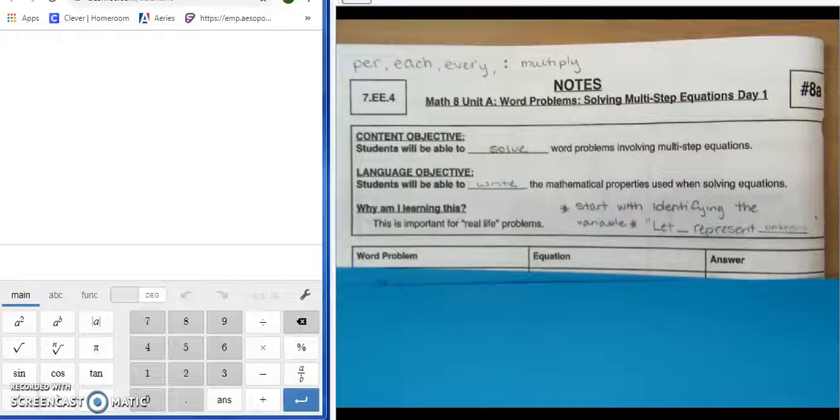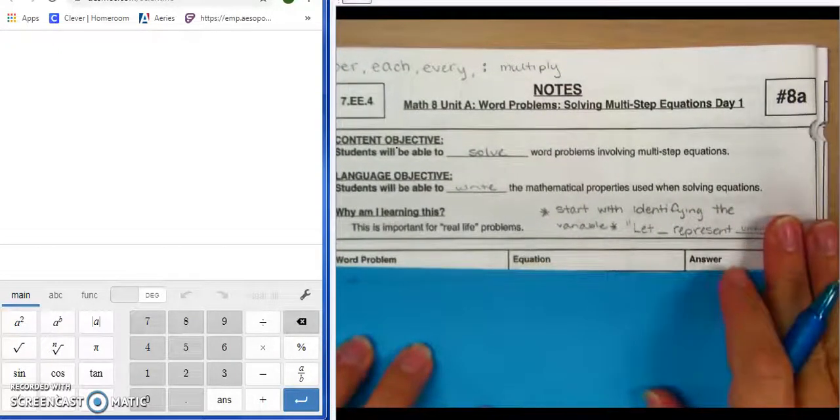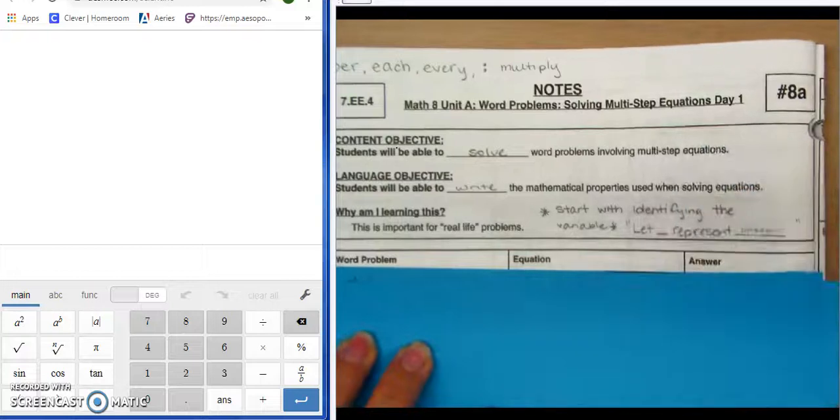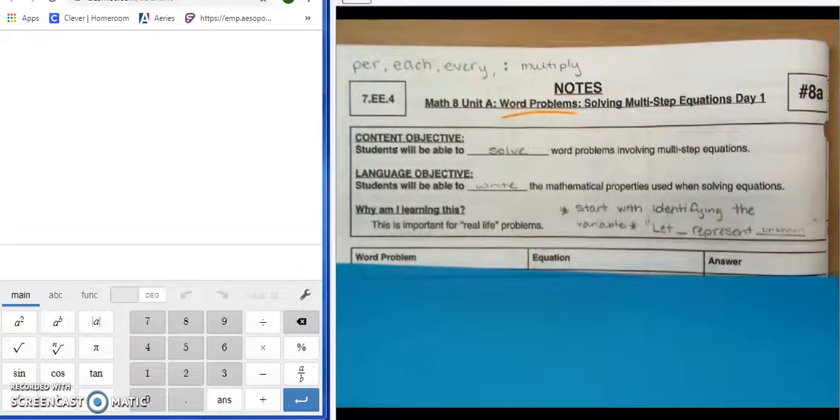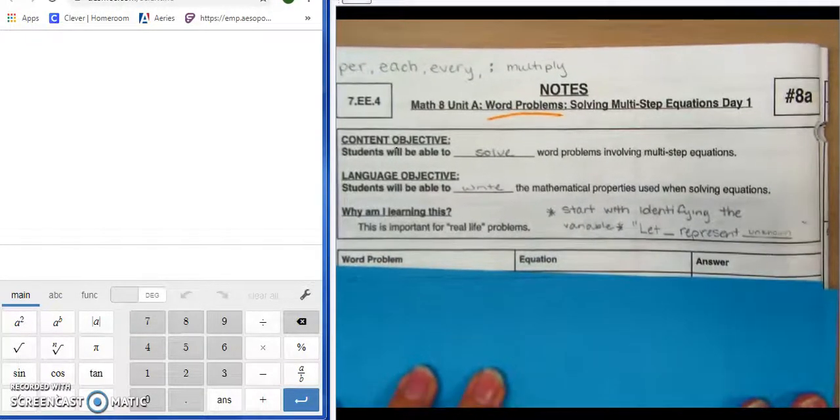So today we're going to be going over lesson 8A. It's really nothing different in terms of the math you're doing. It's just that today we're focusing on word problems and how to read word problems and set up our answer to them where we get it right every time.